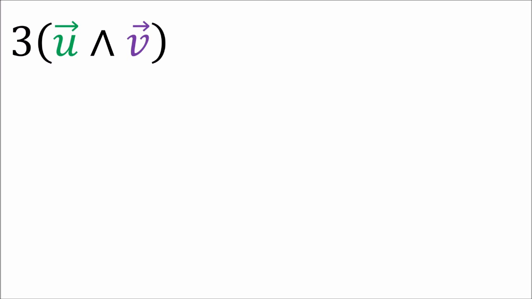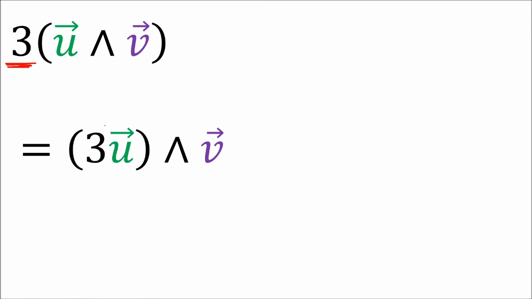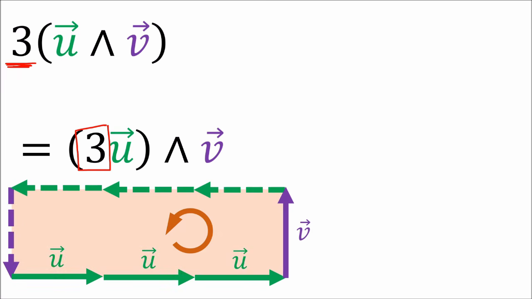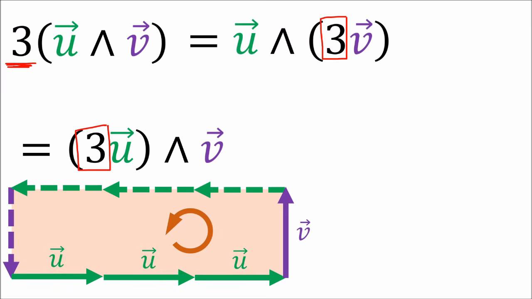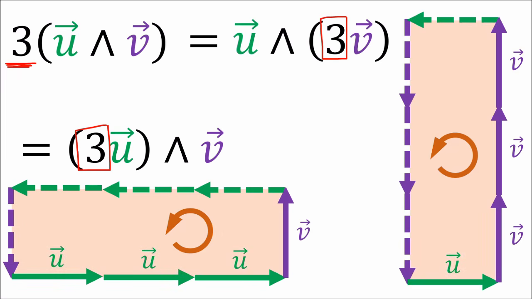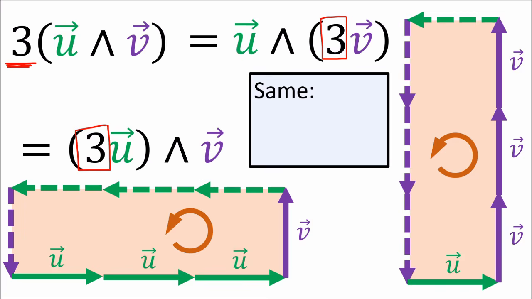Also, when we multiply u wedge v by a scalar, like 3, we can either multiply the u by 3 or multiply the v by 3. Mathematically, the results are the same. Now, these results might look different to you visually, however, as long as the areas of the two plane segments are the same and the orientations are the same, the bivectors are considered equal.